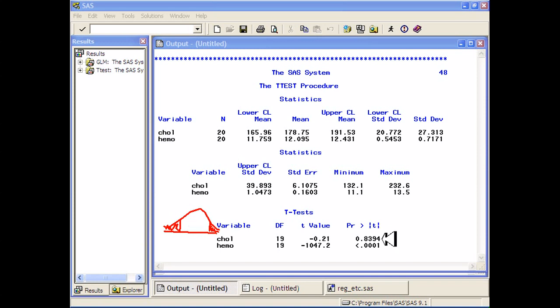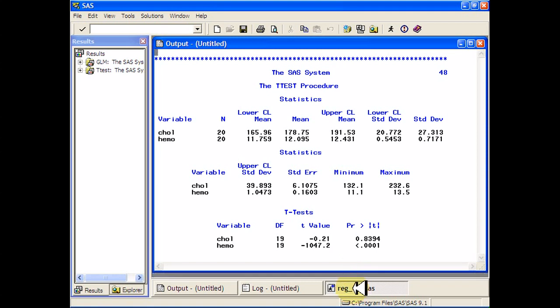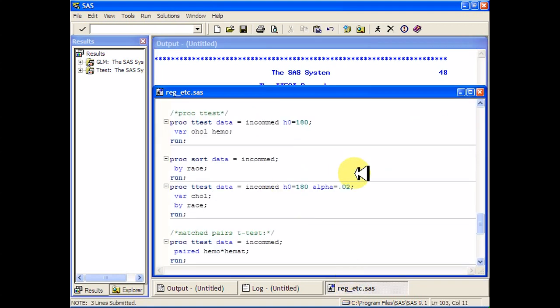So here's our alpha equal to 0.02. That's how you can change that default alpha setting for that confidence interval if you like.